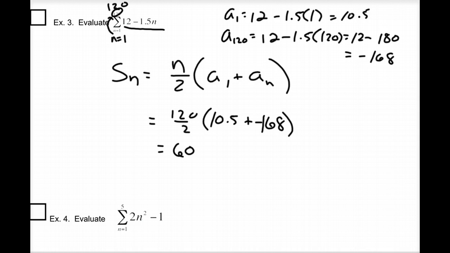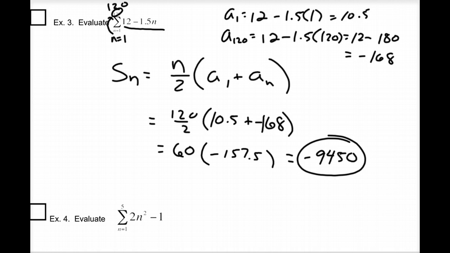Okay. So what did 10.5 and negative 168 add up to? That'd be negative 157.5. 168 minus 10 is 158. Minus a half more is 157.5. It was the other direction as far as the plus minus goes, so it's negative, not positive. Now I'm going to put in the calculator 60 times negative 157.5. Get negative 9,450.